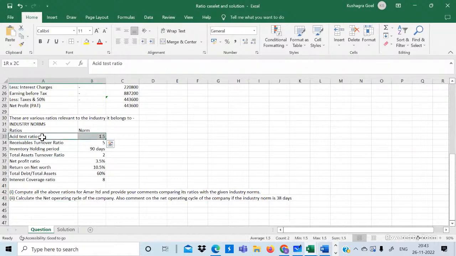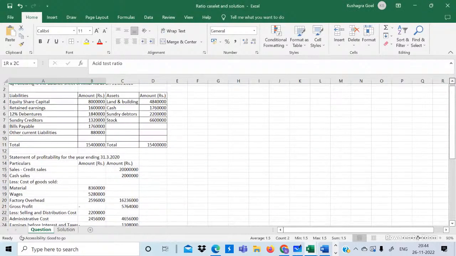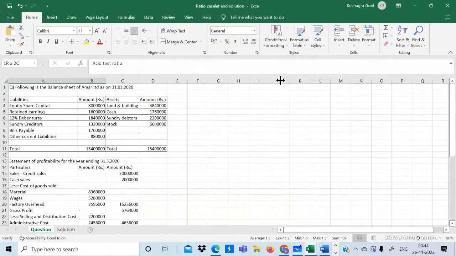Let's calculate the acid test ratio. Now, how do you calculate acid test ratio? That's your quick ratio. We just discussed it. Anyone? How do you calculate acid test ratio, or the quick ratio? Acid test ratio is nothing but your current assets minus stock minus prepaid expense upon current liability. In this case, I don't have any prepaid expense or anything.